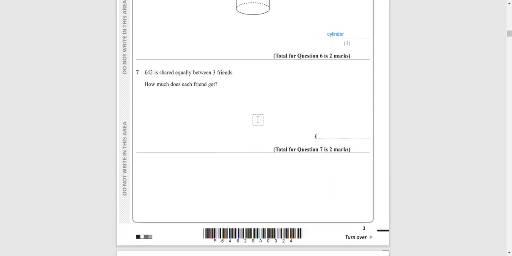£42 is shared equally between 3 friends. How much does each friend get? Shared here means divide. So I've got £42 divided by 3. £42 divided by 3, that gives me £14. You'll notice I didn't put the pound sign in because the paper's already done that for me.